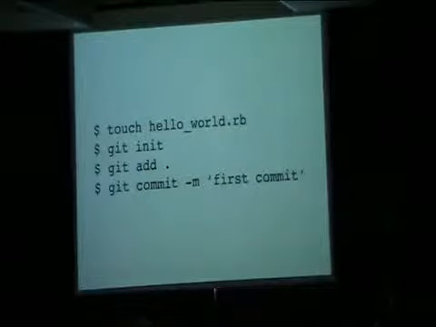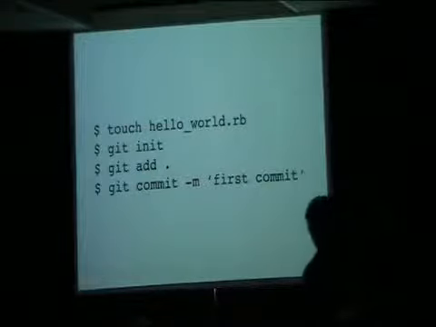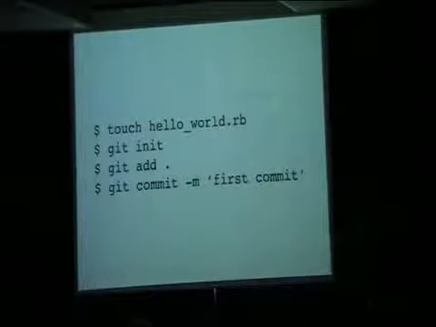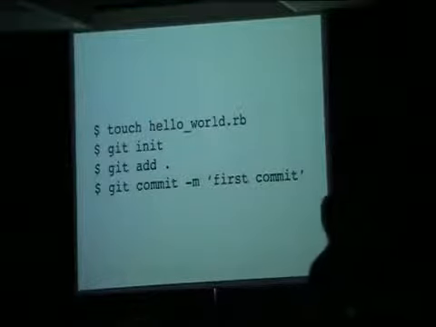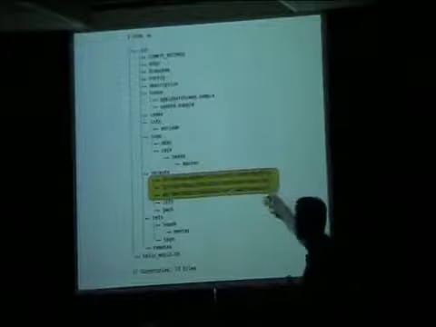Now the next stage is you say git add dot, which starts tracking all of your content. In this case, it's our one file. Then git commit -m. This is all basically the same thing that you would do in Subversion. And that's it. We have a snapshot of our project now.